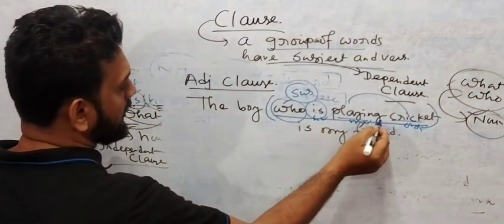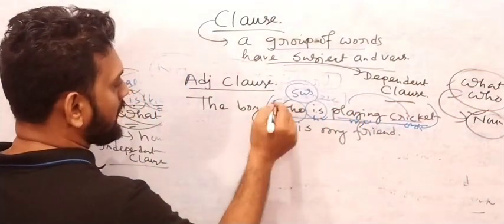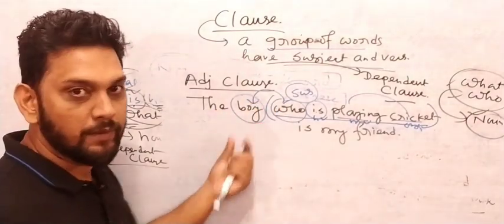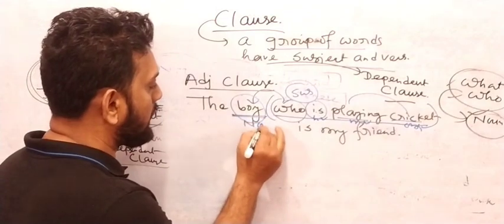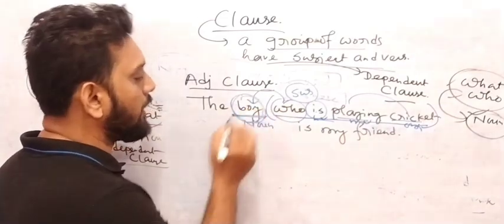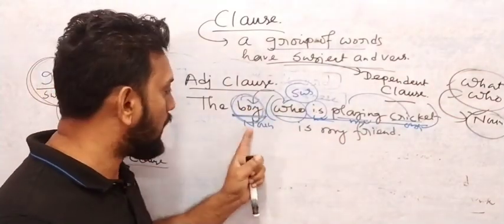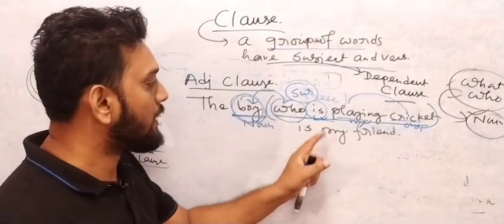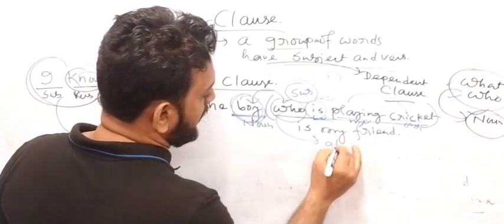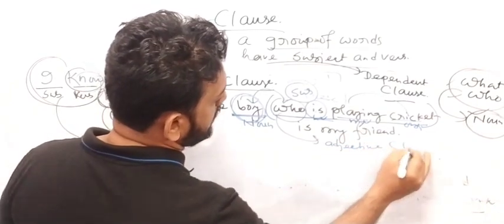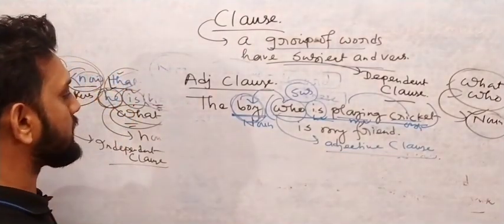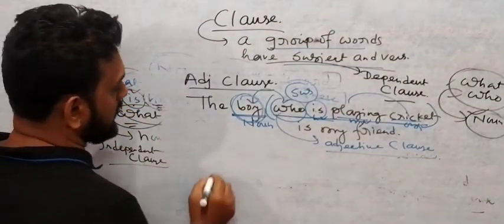So now, who is playing cricket? This clause came for this boy. Yes or no? This clause came for this noun, that means for this boy. Boy means noun here. Because this clause came for this noun, we can call it an adjective clause. Did you understand, my friend? All of you? Okay, let me give you another example.